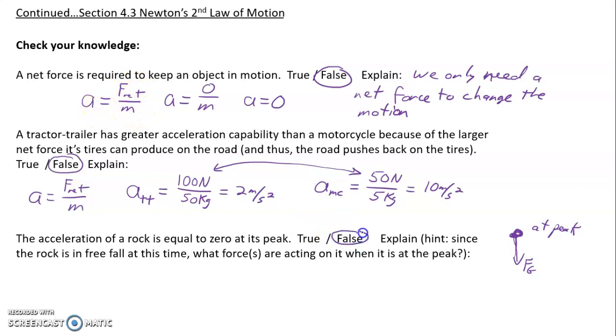So that's also false. We also know that the rock is accelerating. A billionth of a second before the peak, the rock was going upward, and a billionth of a second after the peak, the rock is going downward, so its velocity is changing. So it is accelerating at the peak. I hope you have a little bit better understanding of the second law now.